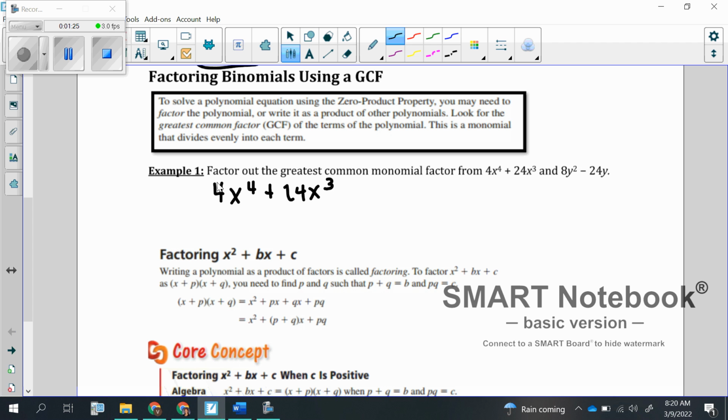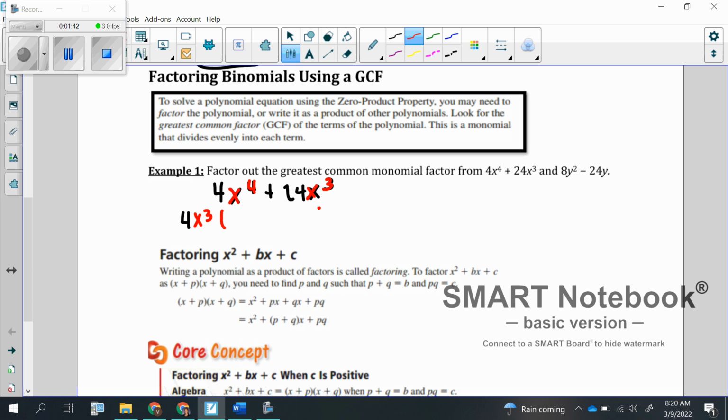And this has a highest power of 4. We want to factor out what we call the GCF out of both of these. First we're going to say, what is the largest number that goes into both 4 and 24? The largest number is 4, so we're going to pull out a 4. And then our x values are x to the fourth and x cubed, so we can only pull out an x cubed in this case.